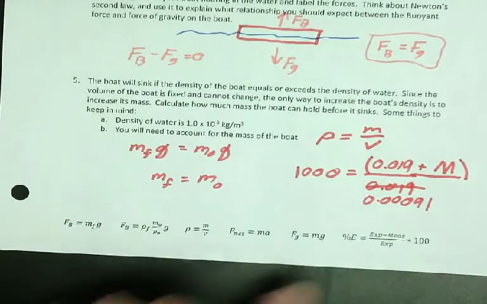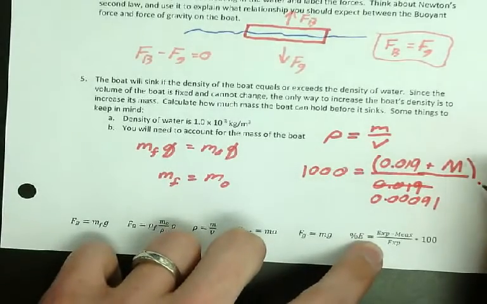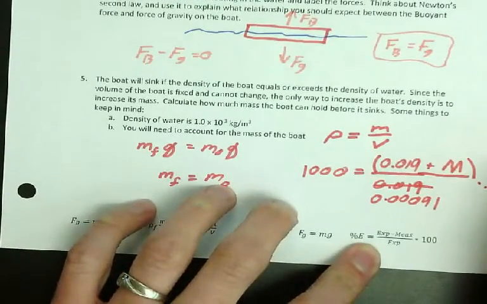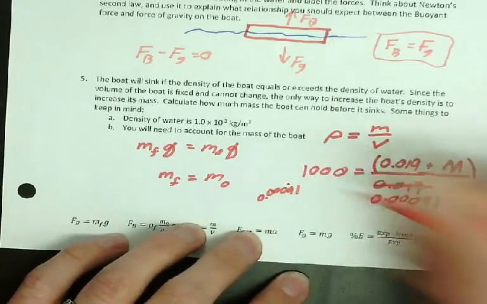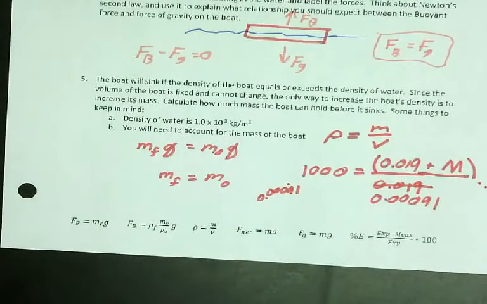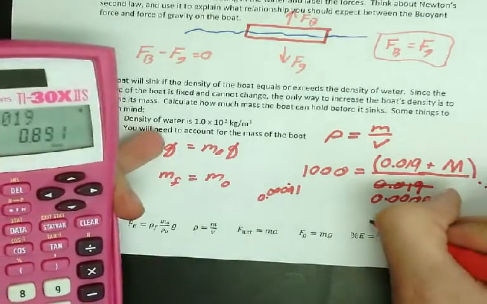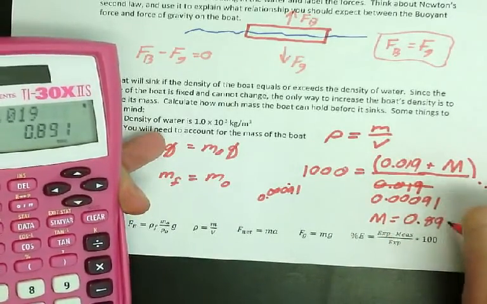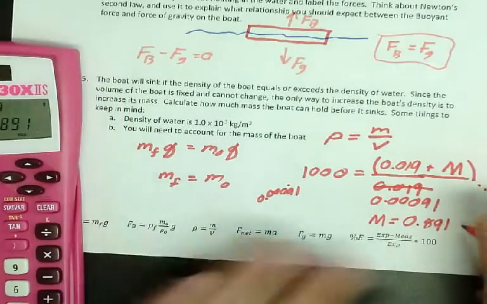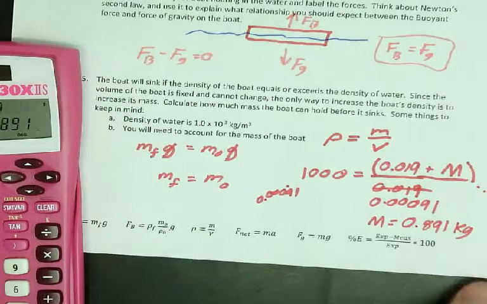All I need to do to solve this is multiply the volume to both sides. When I do that, I get 1,000 times 0.00091. And then I'm going to subtract the 0.019 over. When I do that, I get the mass equals 0.891. That's how much mass my boat should hold.